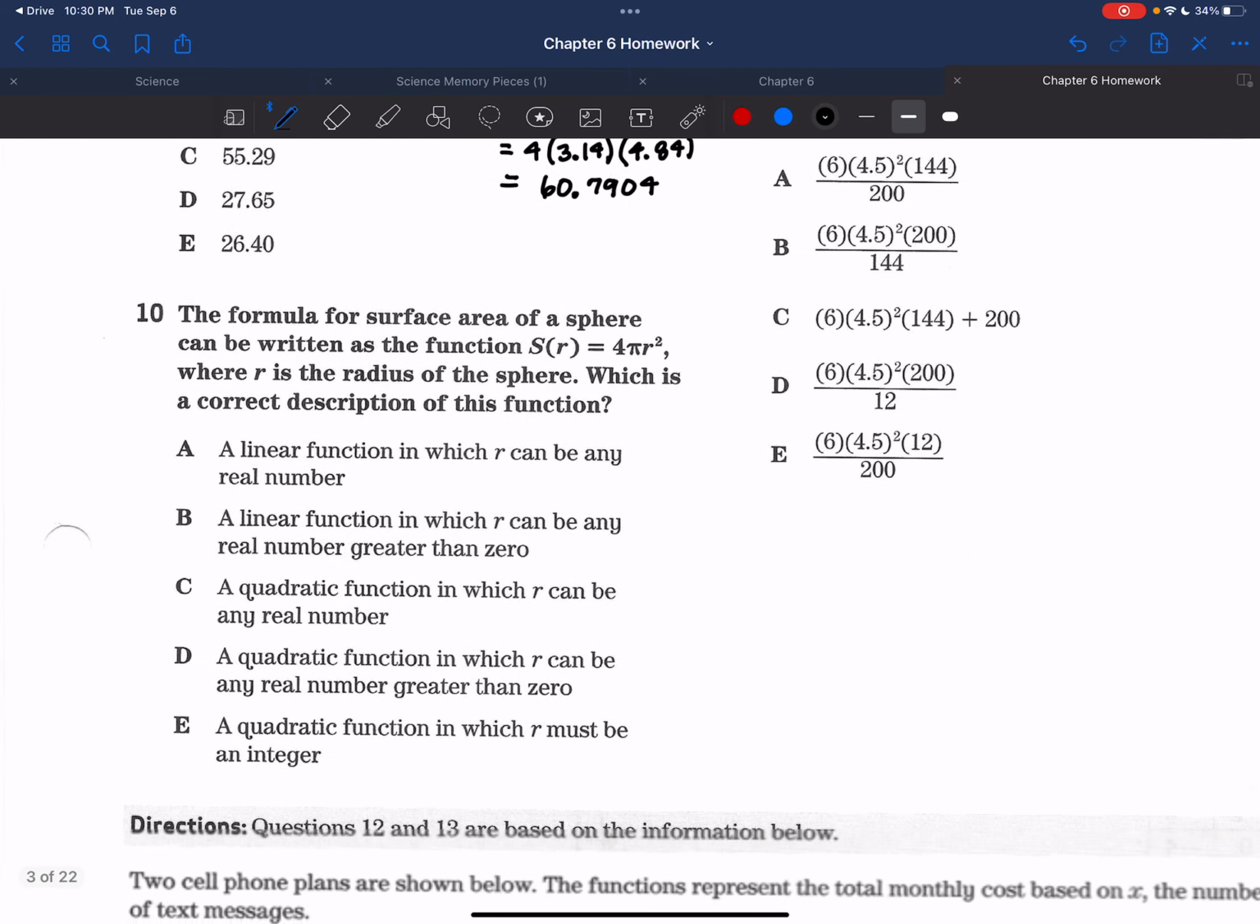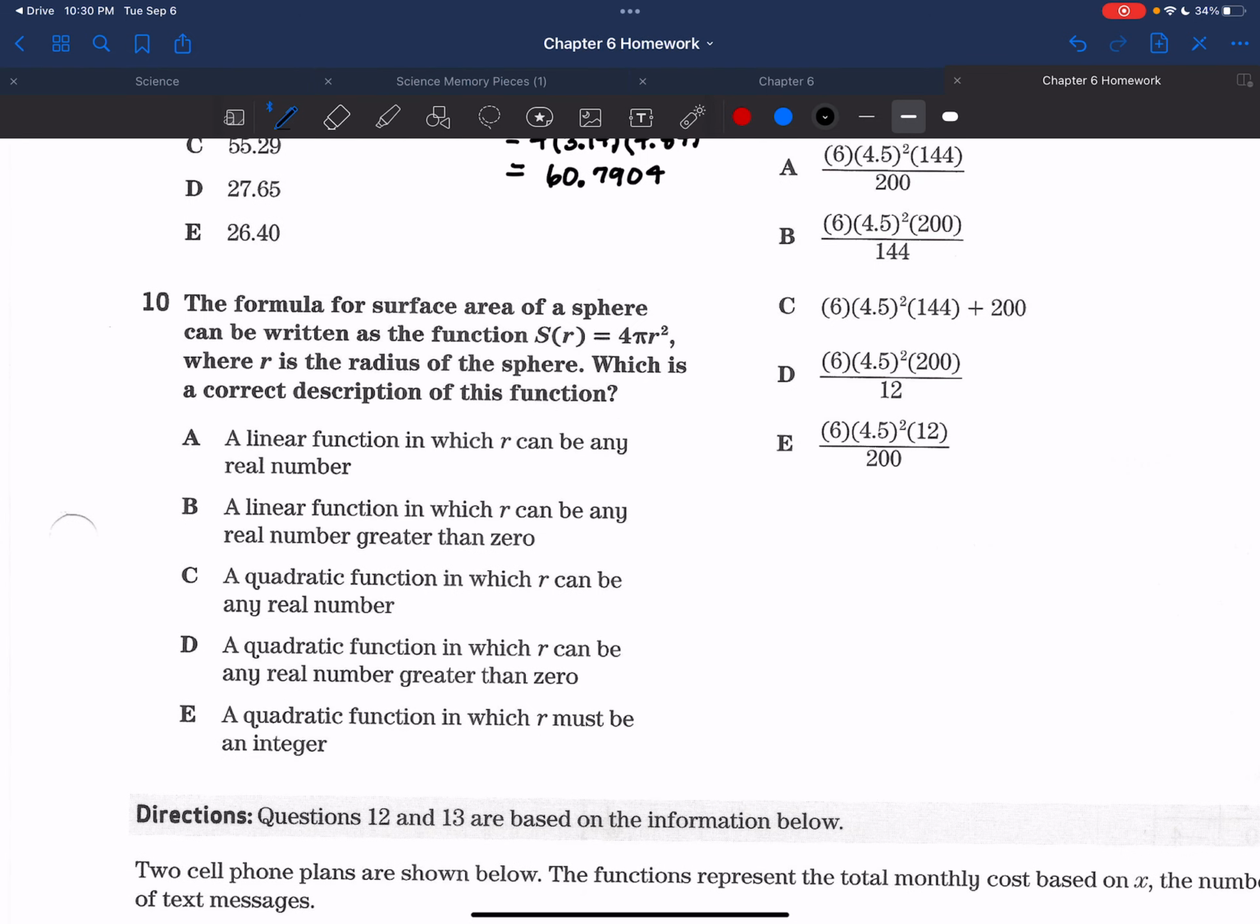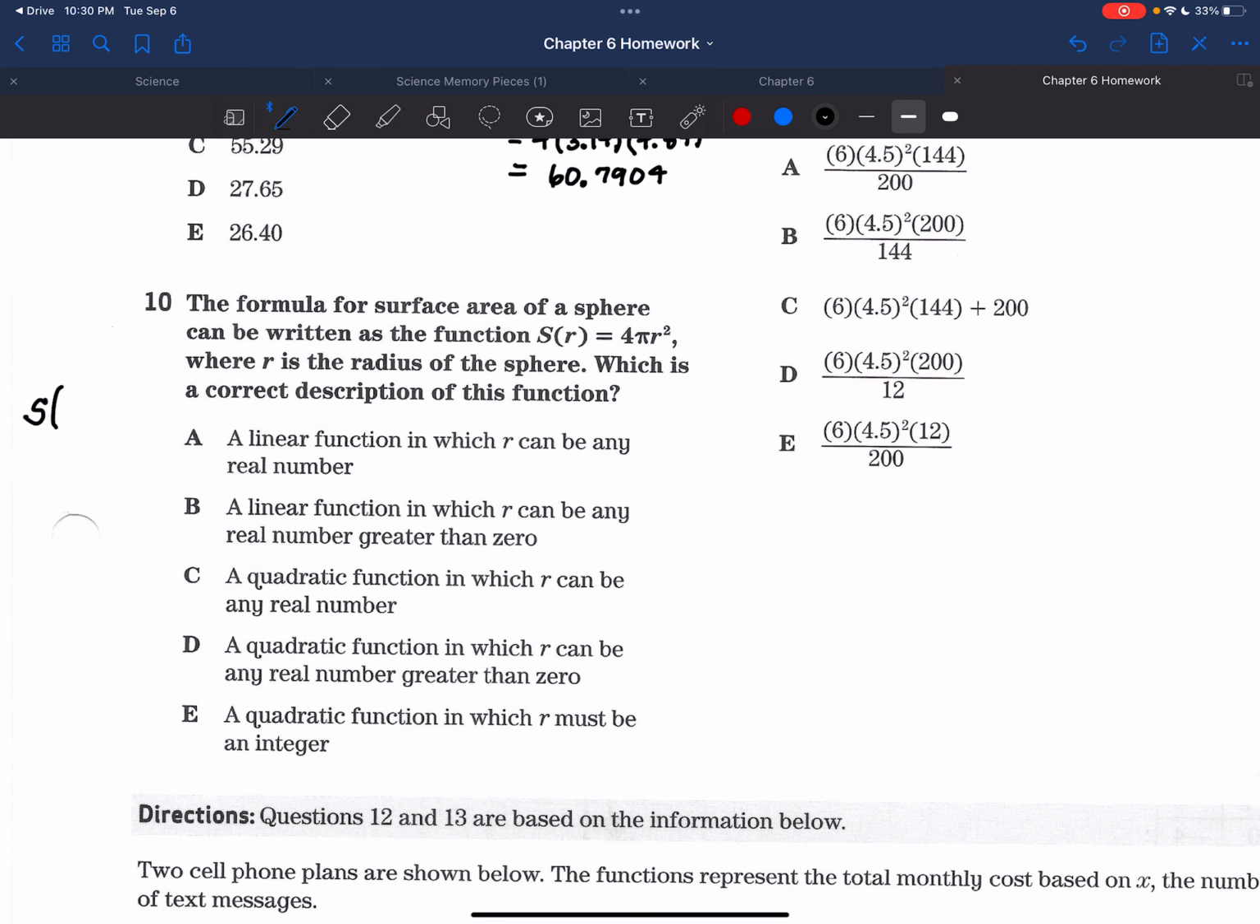Number 10. The formula for the surface area of a sphere can be written as the function, where r is the radius of the sphere. Which is a correct description of this function? Well, its surface area in terms of the radius is 4 pi r squared. So this is a second degree function. It's quadratic. A says linear. It's not linear. B says linear, not linear. C, D, and E all say quadratic.